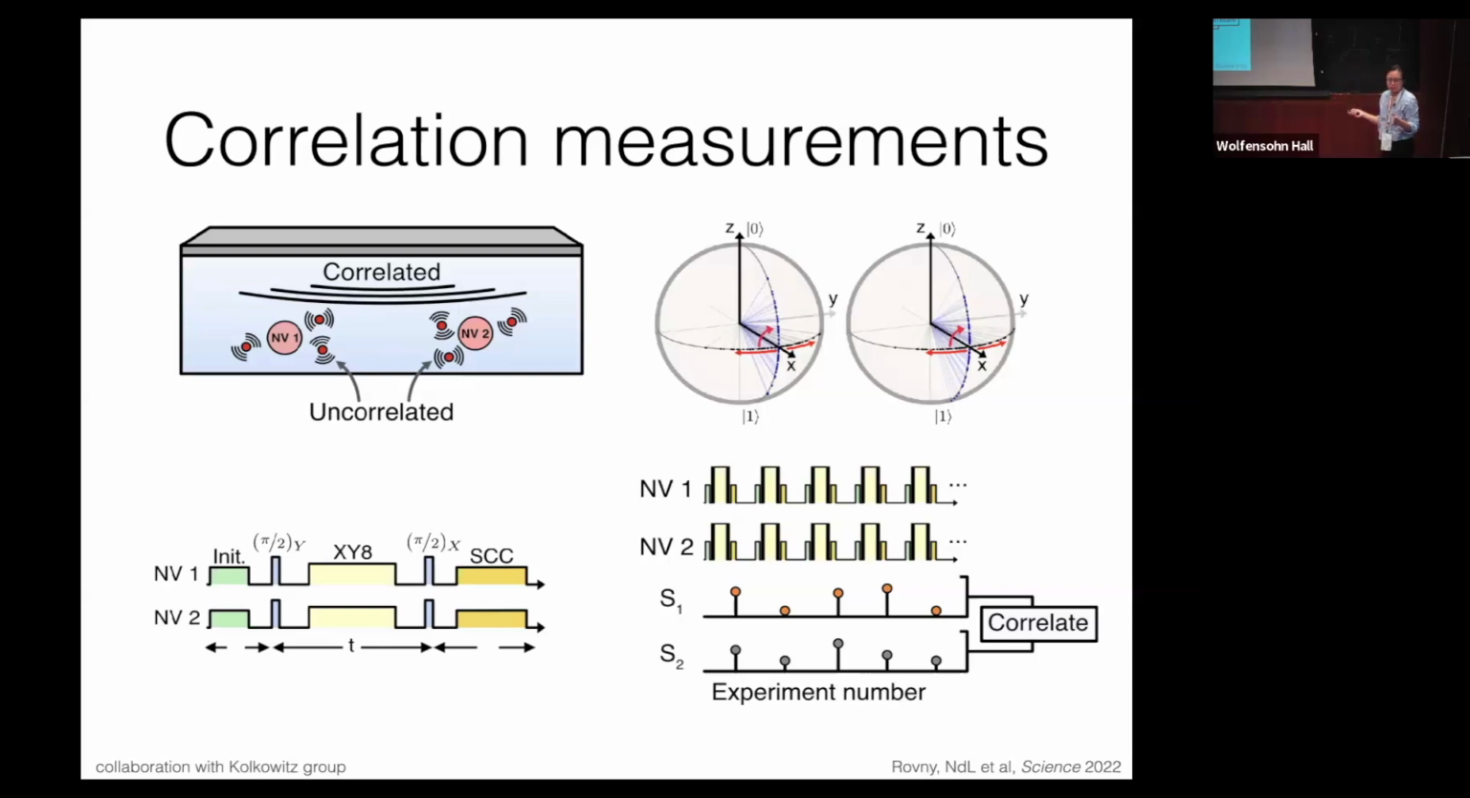Okay, and then I can stick whatever I want inside this Ramsey. So we talked about CPMG. You could do XY8, whatever it is that you want, and then use that to do some spectroscopy of this noise. And then all that I'm going to do is take my two NV centers and write down these measurements as a function of experiment, and then just compute a classical correlation between these two traces at the end. That's it. Super easy. Super duper easy.